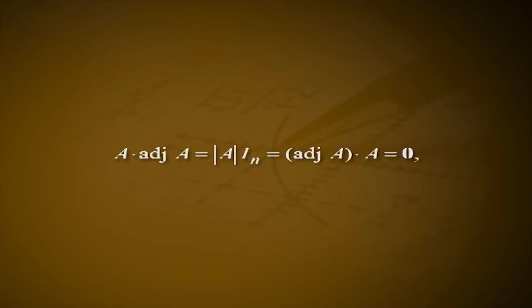The following corollary is immediate from the theorem. Corollary. If A is an n-square matrix with determinant of A equal to 0, then A·adj A = determinant of A times In = adj A·A = 0, where 0 is the n-square zero matrix. Theorem 3. If A is an n-square matrix, then determinant of A times determinant of adj A equals determinant of A all raised to n, which equals determinant of adj A times determinant of A.